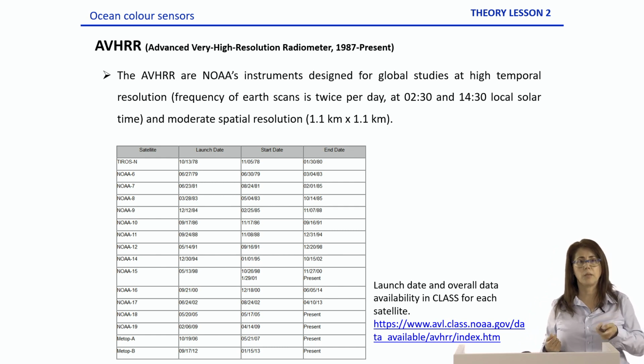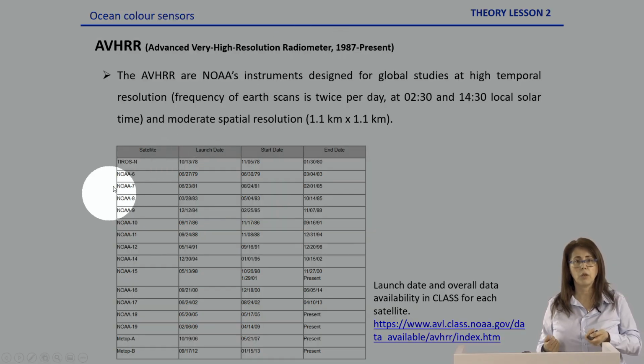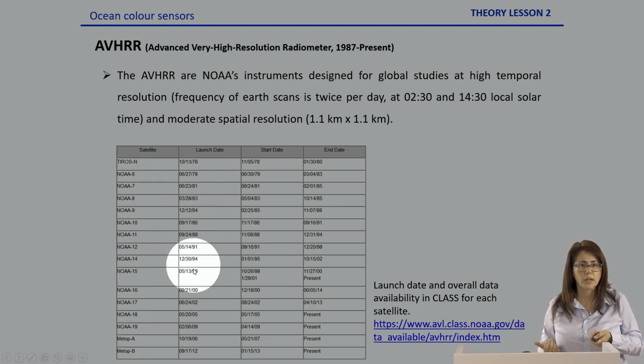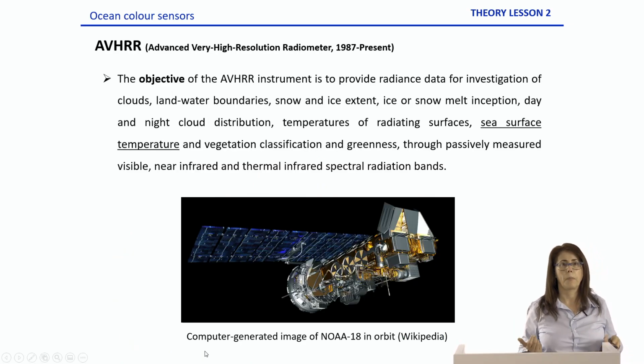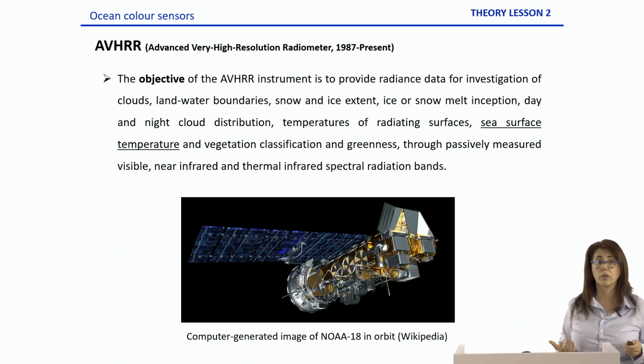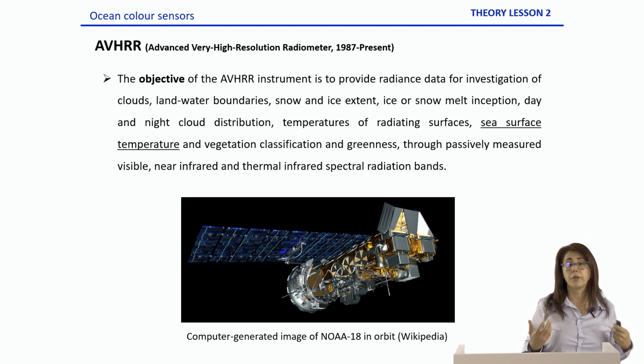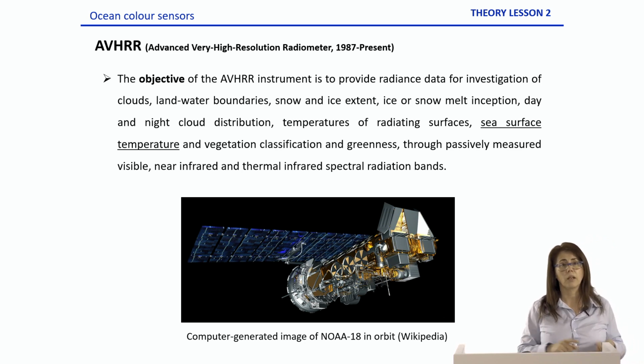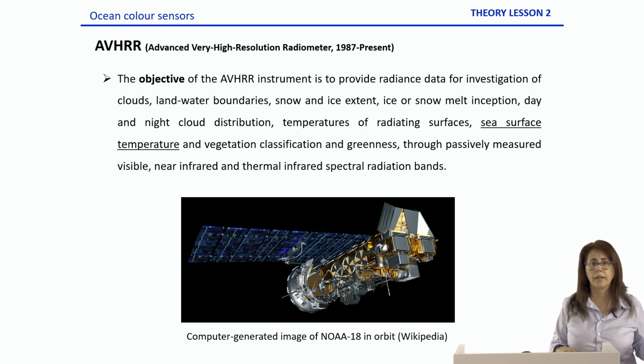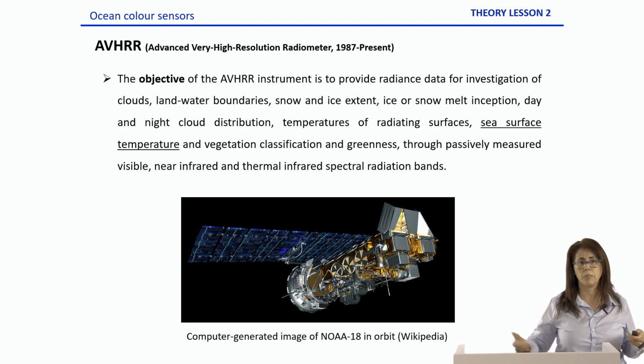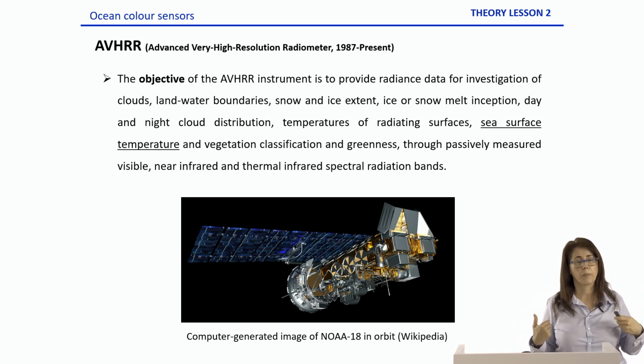As you can see in this table here, this sensor has been launched on board many NOAA satellites along the years, since 1978 until recently. The objective of this instrument is to provide radiance data for investigating clouds, land water boundaries, snow extent, ice extent, sea surface temperature, vegetation. So, as I said, it had multiple applications.